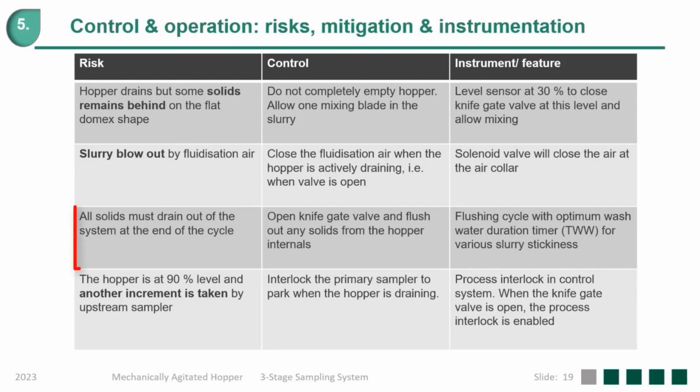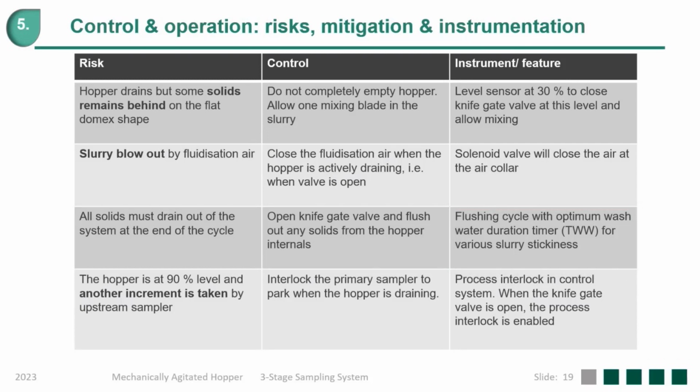The other risk is that all solids must drain out of the system at the end of the cycle. We do that by opening the knife gate valve and flushing out any solids from the hopper internals. The instrument feature is a flushing cycle with an optimum wash water duration timer for various slurry stickiness.